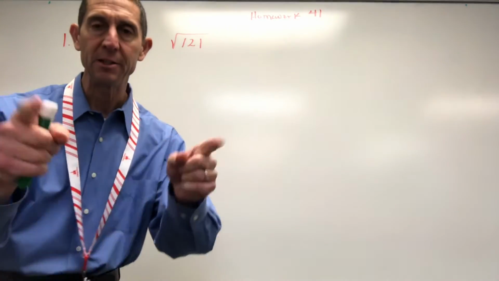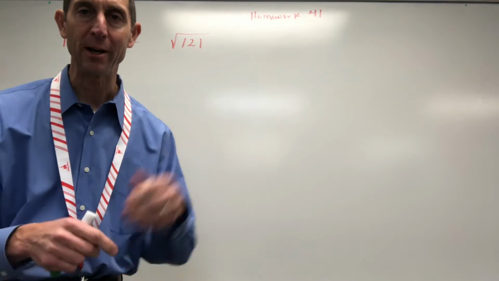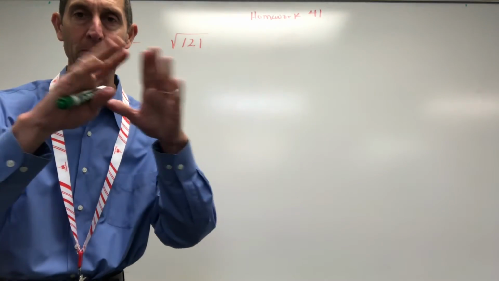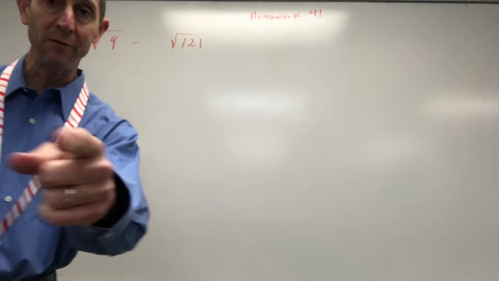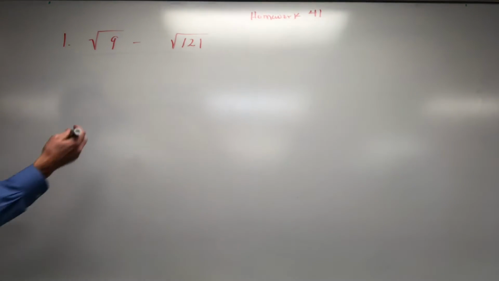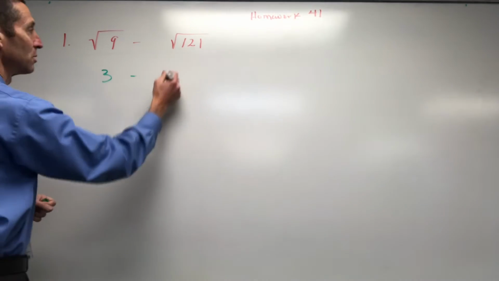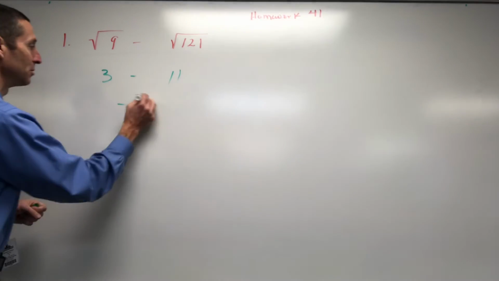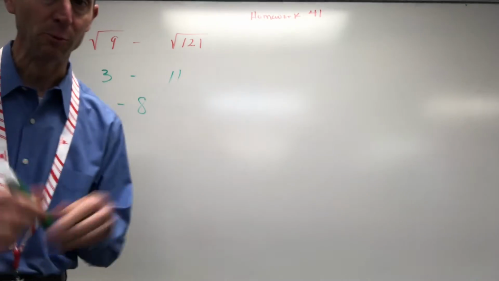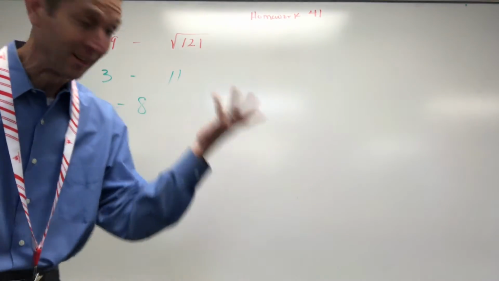All right, third hour coming at you, homework 41. We got to add, we got to subtract, we got square roots, cube roots, fourth roots, putting them all together. It starts off easy, like square root of 9, you're like, I got that, that's 3. Square root of 121, I got that, that's 11. Boom, negative 8, not much work to that. So that didn't last very long.